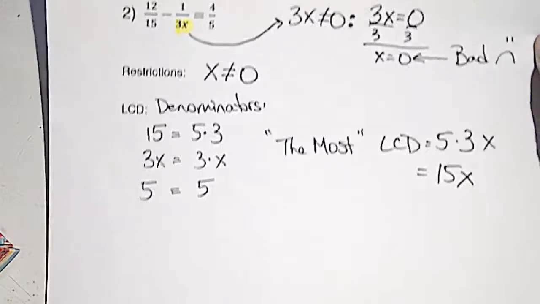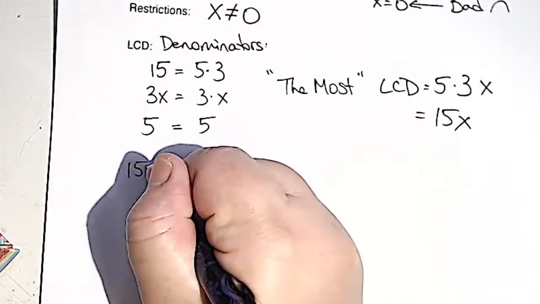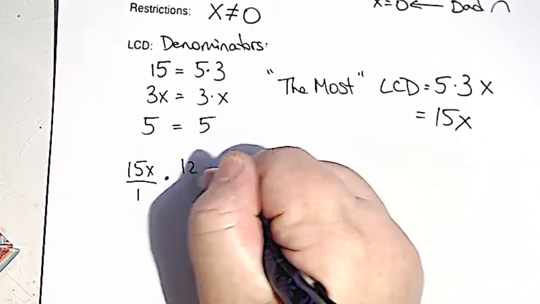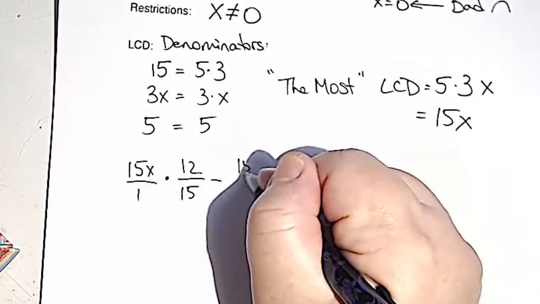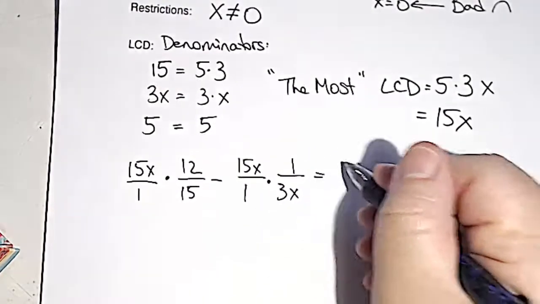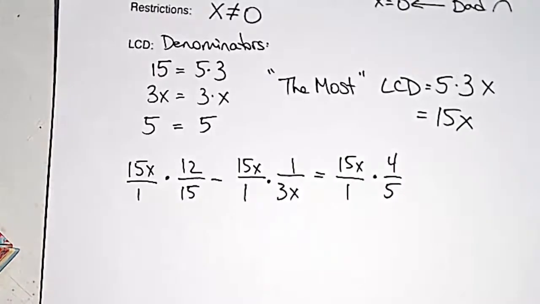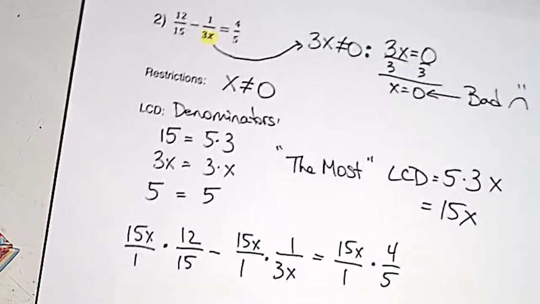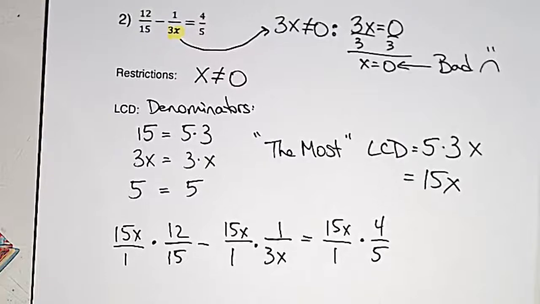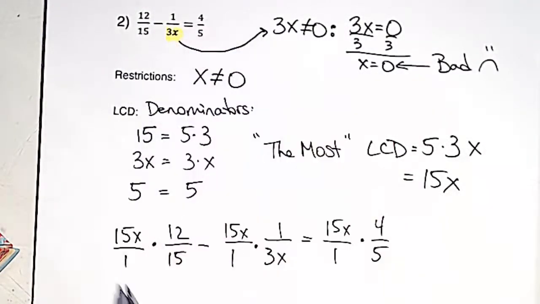Okay, once I've got my LCD, everybody gets it. So 15x over 1 times 12 over 15 minus 15x over 1 times 1 over 3x equals 15x over 1 times 4/5. So again, let me pull this down so you can see the original problem. Each one of the terms in the original problem gets its own 15x over 1.